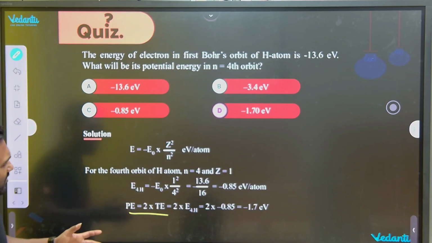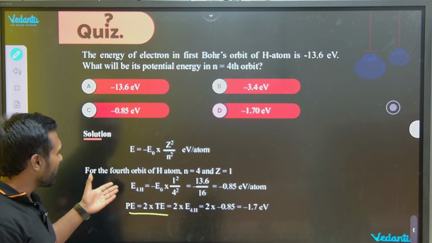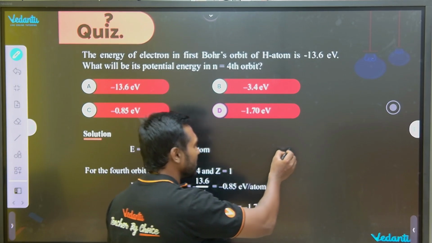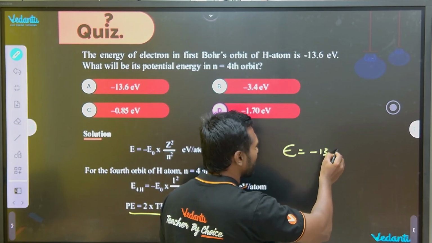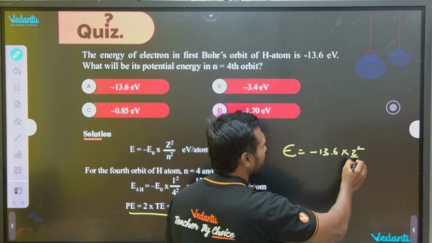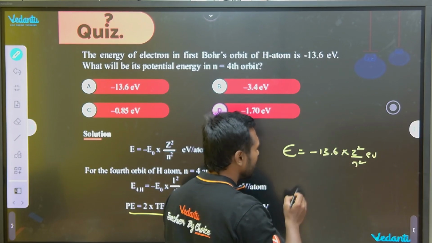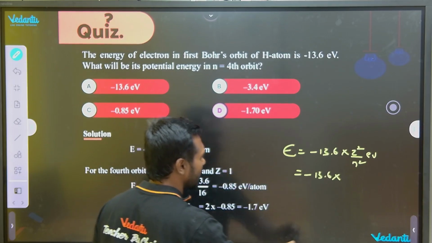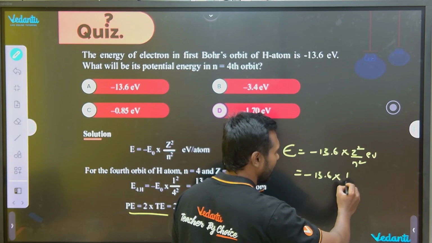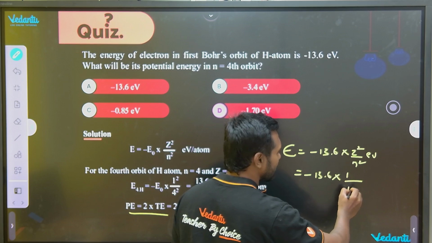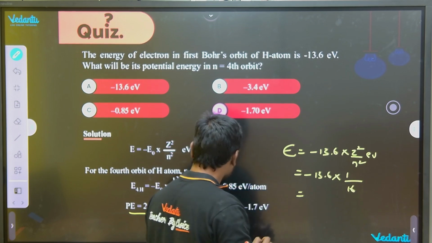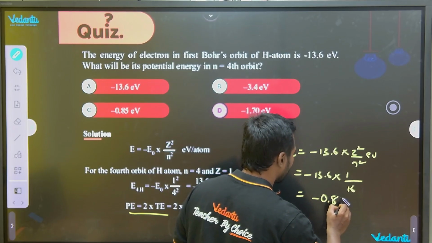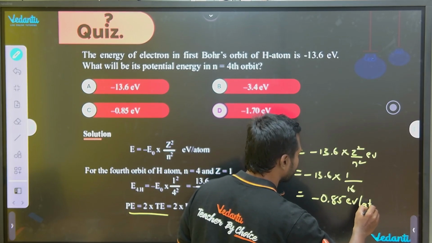So by using this formula, you first find the fourth orbit energy. The formula here, E is equal to minus 13.6 into Z square by N square electron volt per atom. It is a hydrogen atom, so Z square is only 1, and N square is 4 square, that is 16. If you solve this, you are going to get minus 0.85 electron volt per atom.